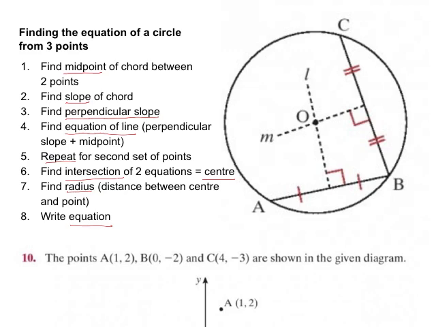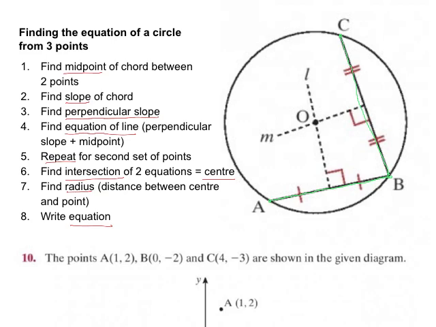Okay, so we are given 3 points, A, B, and C. We can draw a chord between a pair of points. Remember, a chord is like cutting off a piece of the circle. So we can draw a chord between A and B, and we can draw a chord between B and C. Now we have to find the perpendicular bisector.